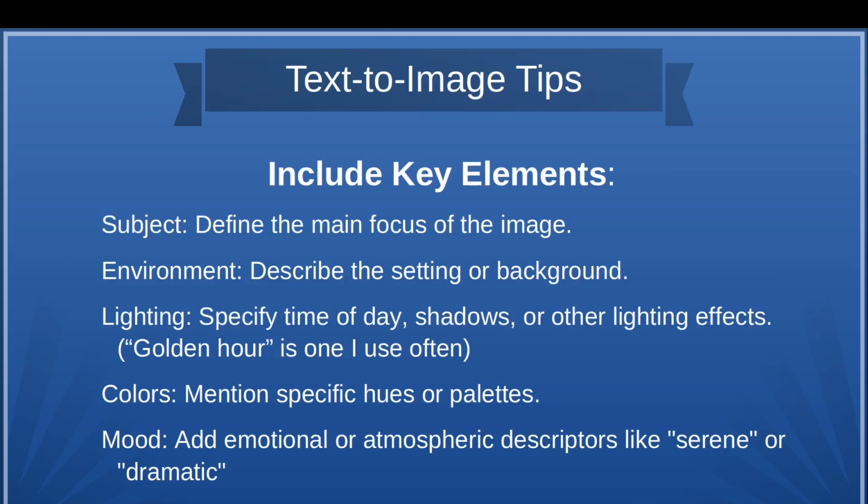Include the key elements like the subject, environment, the lighting, colors, and the mood, things like that. Define the main focus of the image, describe the setting or background. Specify time of day, shadows, or other lighting effects. Golden hour is one I use quite a bit, and I did it in the example I showed. Mention specific hues or palettes, like muted colors or blue tinge or hazy or things like that. You can even add emotional or atmospheric descriptors like serene or dramatic.